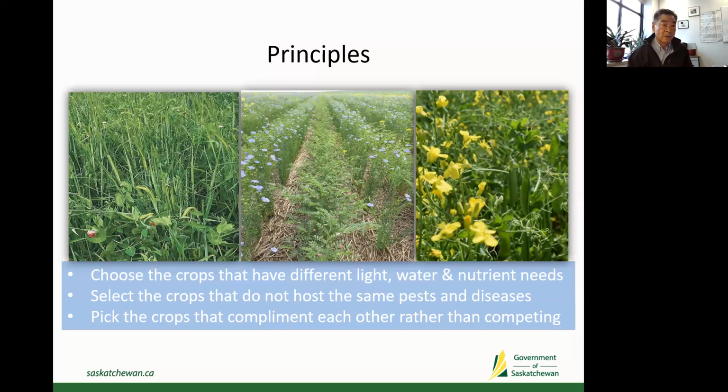It's never good to put similar kinds of crops together as an intercrop. Try to find crops that are totally different, even in their phenology or their needs for light, everything, roots, moisture, and nutrients. Some prefer nitrogen, others would be able to fix nitrogen, something like that. And the third one is pick crops that complement each other rather than compete. That's what we said earlier.